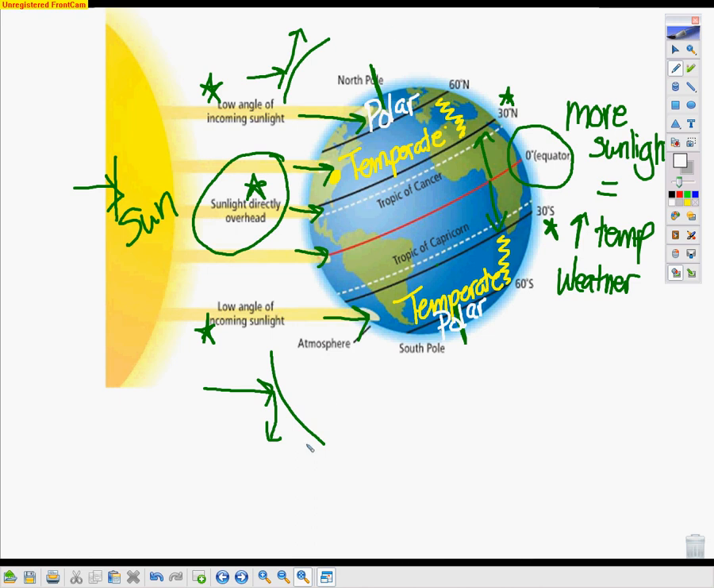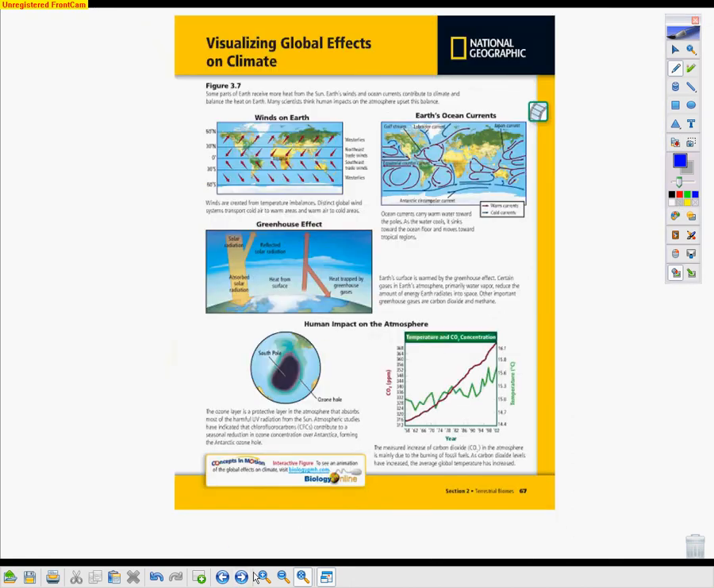Alright, so that's just a quick review of temperature for you. Let's move on and take a look at how we could represent this. Oh, I've got one more little thing here. If you're interested in how ocean currents and winds and weather play a role in this, your textbook on page 67 has really nice resources.